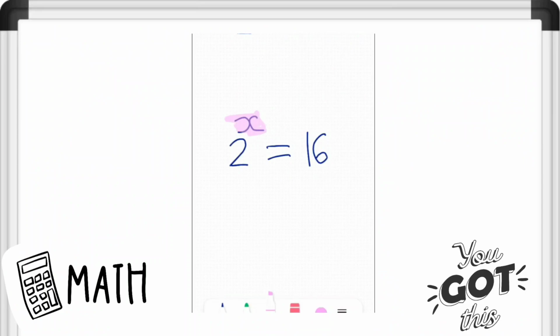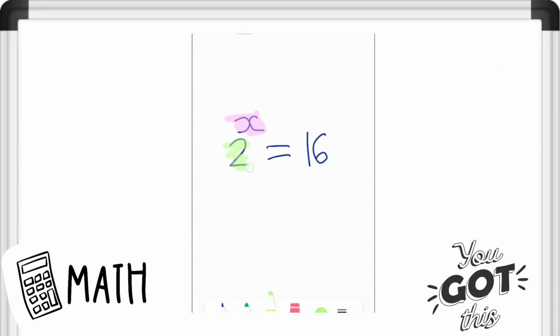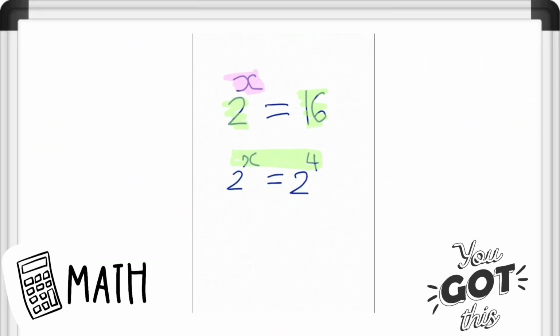Now again, when we work with exponents, it's important that our bases are the same. So 16 is 2 to the power of 4. Now, because my bases are the same, I only need to work with the top part. So to write that out, I'm simply going to say x is equal to 4.